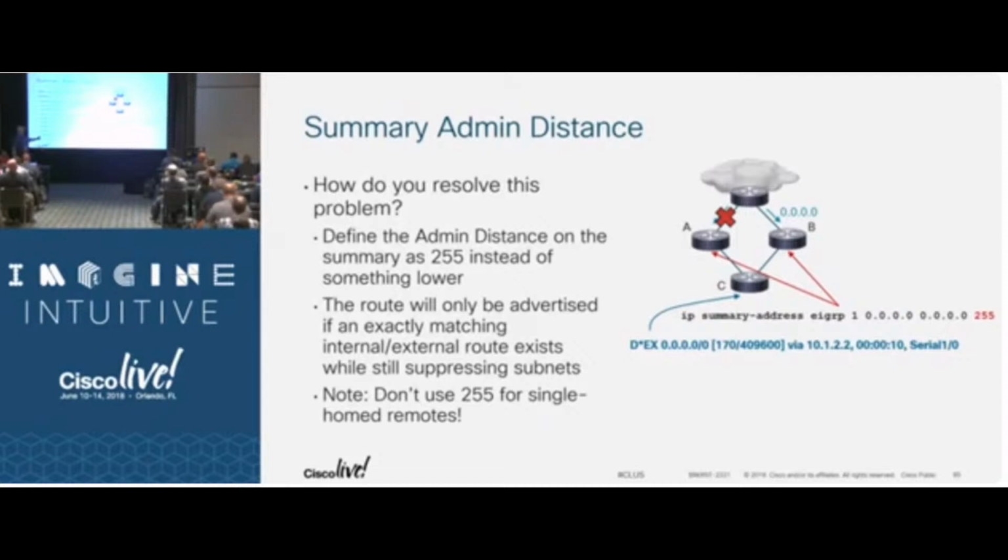There is a note: don't use this for single-homed locations. Any idea why this might be the case? Why would this 255 actually make problems if we had just a single-homed location?